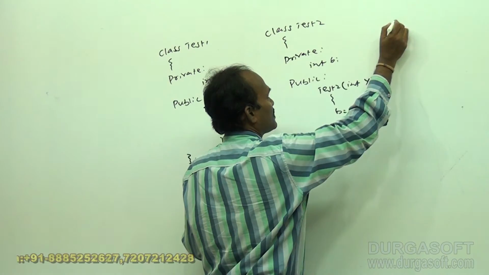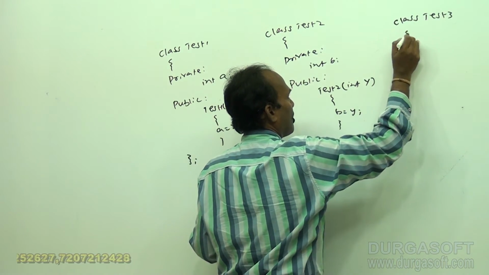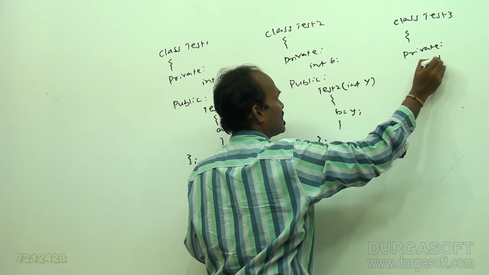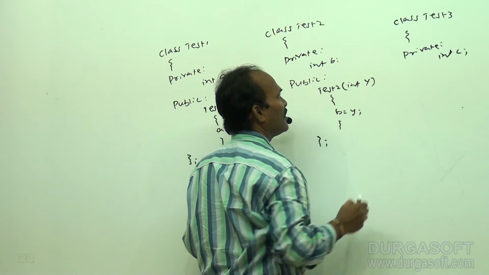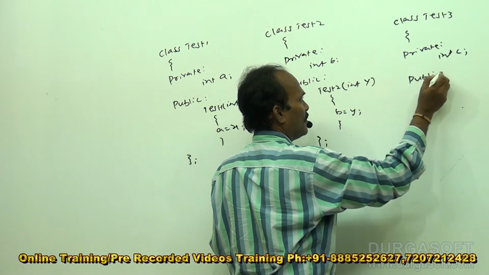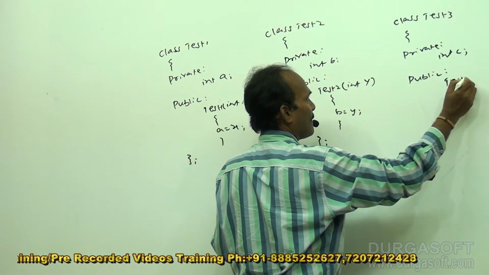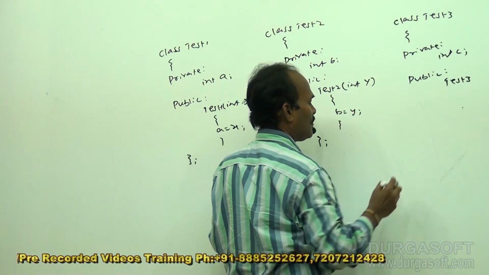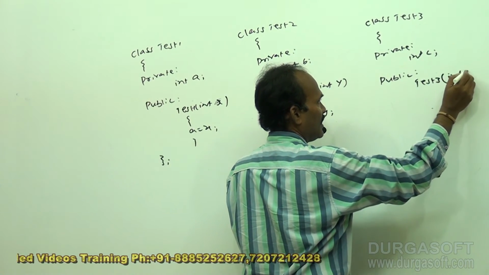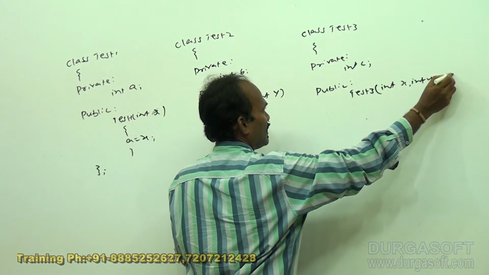Now here I am going to create one class, test3. Here also this is taking one argument, integer c. Now in the public section, test3 is taking three arguments: integer x, integer y, integer z.